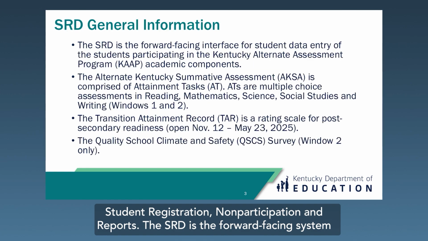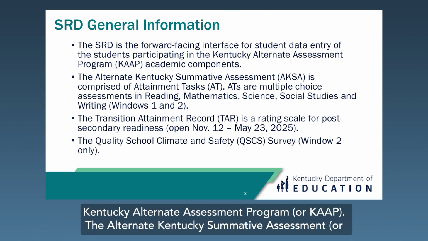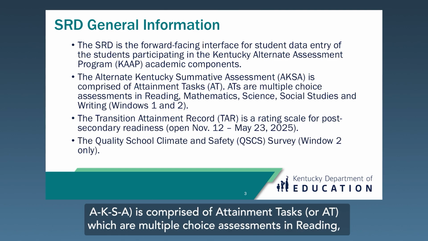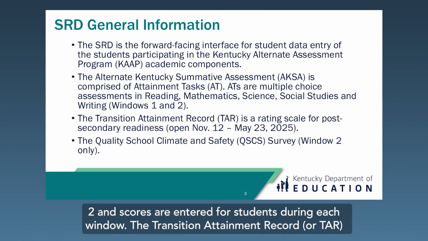The SRD is the forward-facing system interface in which teachers or test administrators can enter data for the academic components of the Kentucky Alternate Assessment Program, or CAP. The Alternate Kentucky Summative Assessment, or AKSA, is comprised of attainment tasks, or AT, which are multiple-choice assessments in reading, mathematics, science, social studies, and writing. These areas are tested in both Window 1 and Window 2, and scores are entered for students during each window.